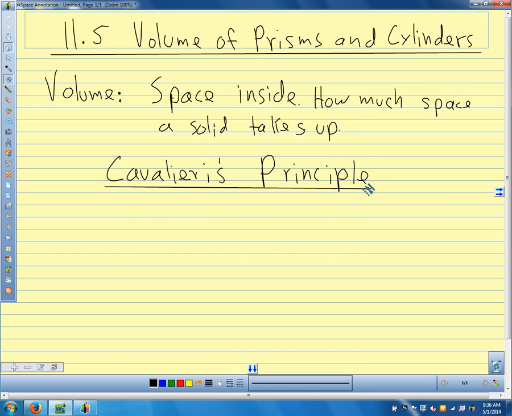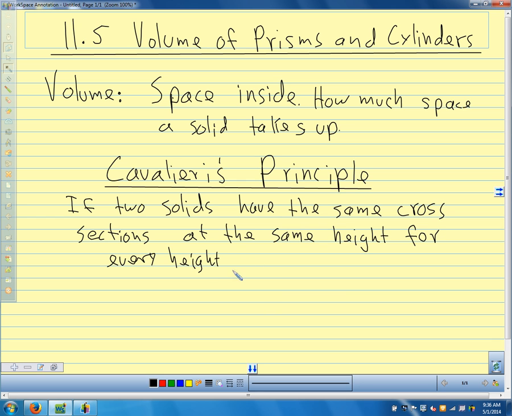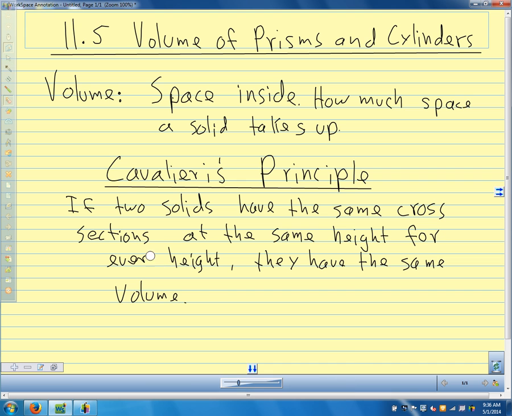Cavalieri's principle tells us that if two solids have the same cross sections, and remember, cross-section just means the shape that we get when we slice it with a plane, two cross-sections at the same height, for every height, then they have the same volume. So let me show you what Cavalieri's principle is telling us.